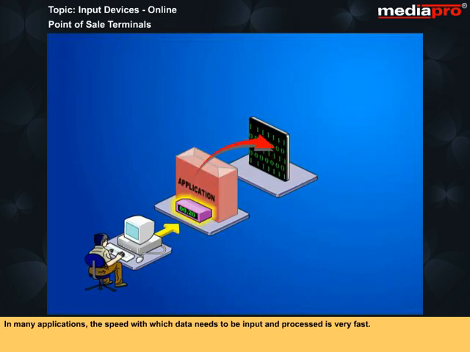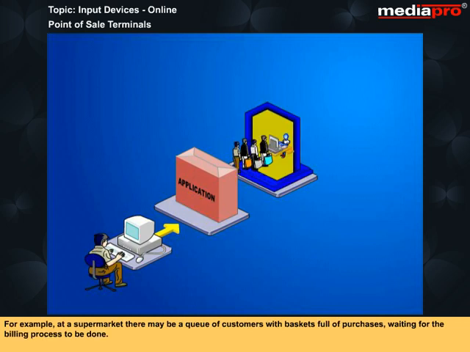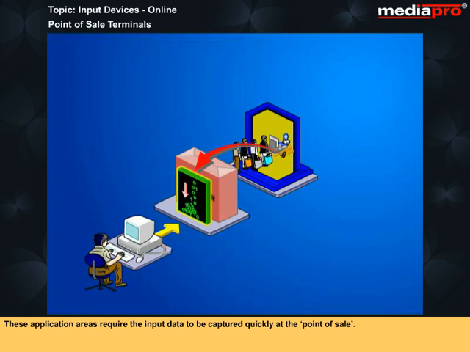In many applications, the speed with which data needs to be input and processed is very fast. For example, at a supermarket, there may be a queue of customers with baskets full of purchases waiting for the billing process to be done. These application areas require the input data to be captured quickly at the point of sale.